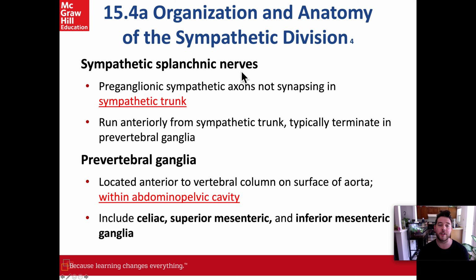Your sympathetic splanchnic nerves, I think that's how you say that. You have preganglionic sympathetic axons not synapsing in the sympathetic trunk. Instead of being in that sympathetic trunk ganglion, they run anterior from that and typically terminate in the prevertebral ganglia. The prevertebral ganglia are located anterior to the vertebral column on the surface of the aorta within the abdominopelvic cavity, and there are several of them. So this is just a different place for it to synapse. As opposed to synapsing in the trunk, it synapses in the prevertebral ganglia.